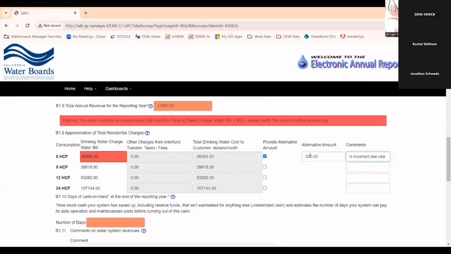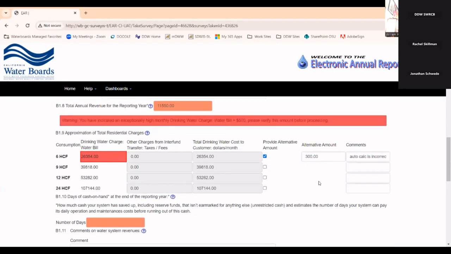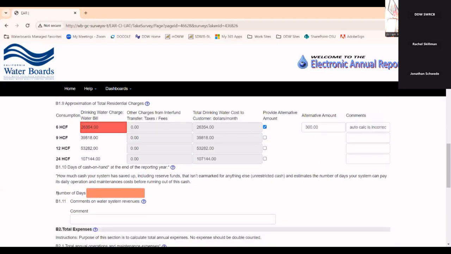And what we'll do is that whenever we utilize these water rates, typically we'll take your alternative amount over your auto calculated amount, just for QA/QC's sake. But we would prefer if you would actually go in and work with the table to give us a more accurate result.